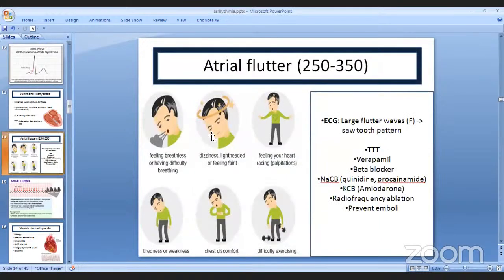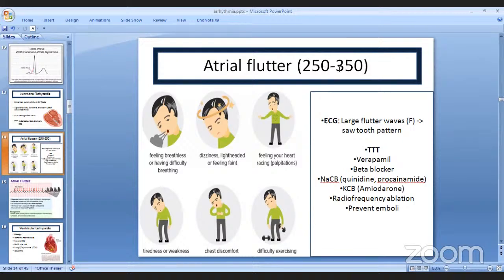Also, let's talk about the symptoms of atrial flutter. The heart is beating really fast in atrial flutter. Since the atrial impulses are so fast, the ventricles conducting them also start beating fast. At one point the ventricular rate also becomes very fast, right?